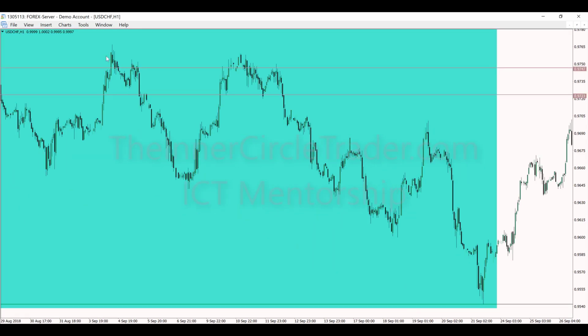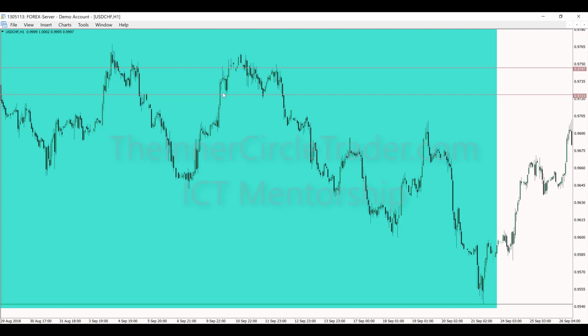Okay, there's our balanced price range. Price breaks down, rallies back up, sells off. Rallies back up, hits that balanced price range again, sells off. What's it targeting? The liquidity below the low here. So now we have a liquidity pool resting below here.